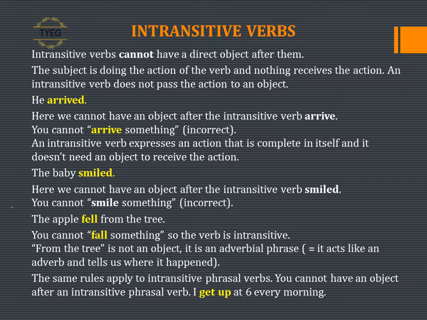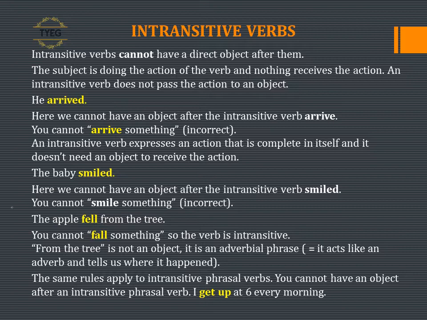An intransitive verb expresses an action that is complete in itself and it doesn't need an object to receive the action. The baby smiled. Here we cannot have an object after the intransitive verb smiled. You cannot smile something, incorrect. The apple fell from the tree. You cannot fall something, so the verb is intransitive.